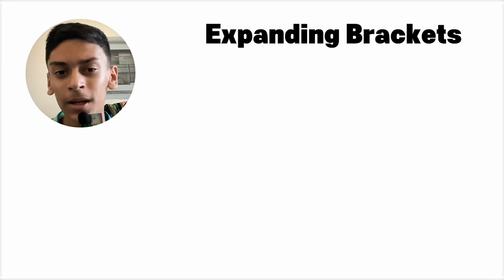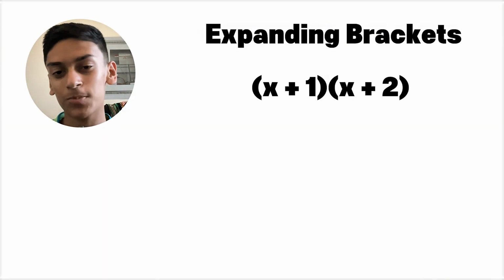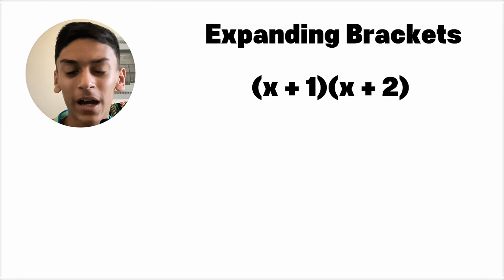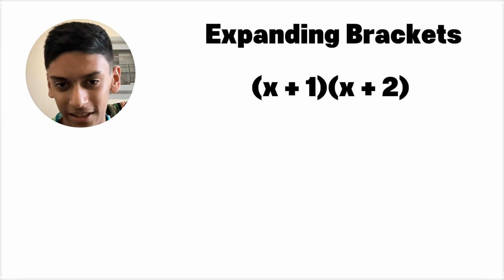Now we got double brackets. What do we do in this case? We don't have an outer term. We have two brackets being expanded into each other. So what do we do here? Let's take the example bracket x plus 1 times bracket x plus 2. This should be a lot simpler now, but this is like the basis. All double bracket questions will stem from stuff like this.